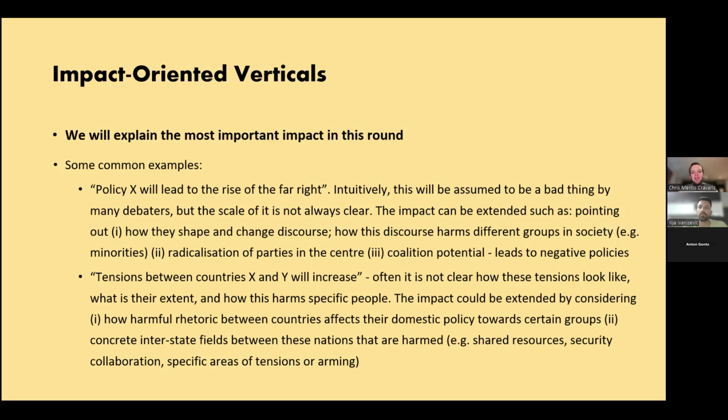Okay. Second example is more IR themed, which is, tensions between two neighboring countries are now going to increase, for example. Take the time to explain what tensions look like, how people are affected by this.